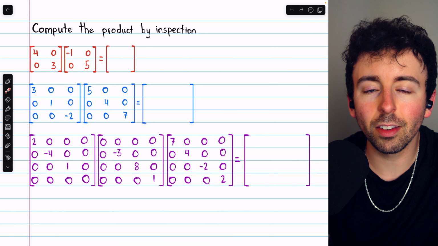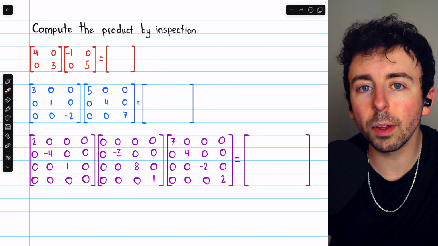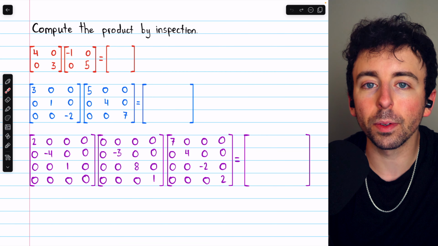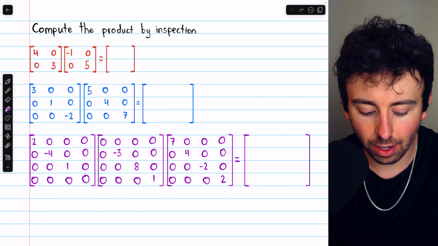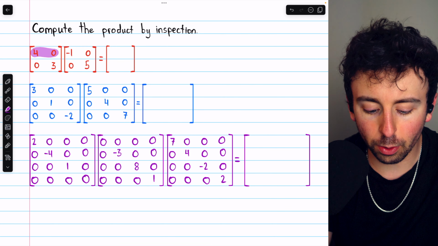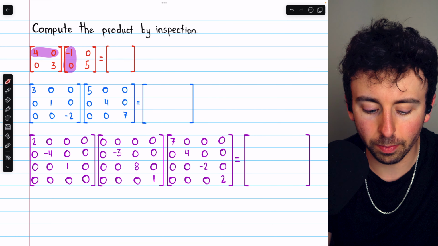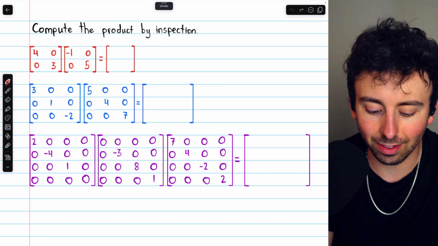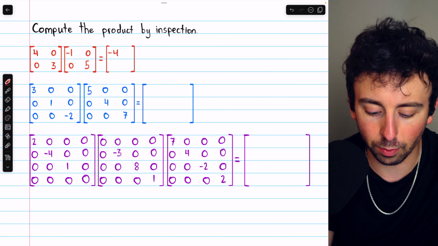For this exercise, all we have to know is that when we multiply diagonal matrices together, that has the effect of just multiplying their diagonal entries. For example, when we do this first example, the first row gets matched up with the first column, and that has the effect of multiplying 4 by negative 1. The rest is 0, so negative 4.